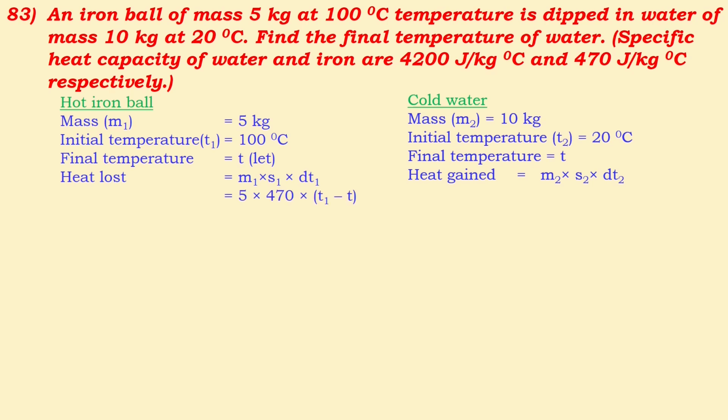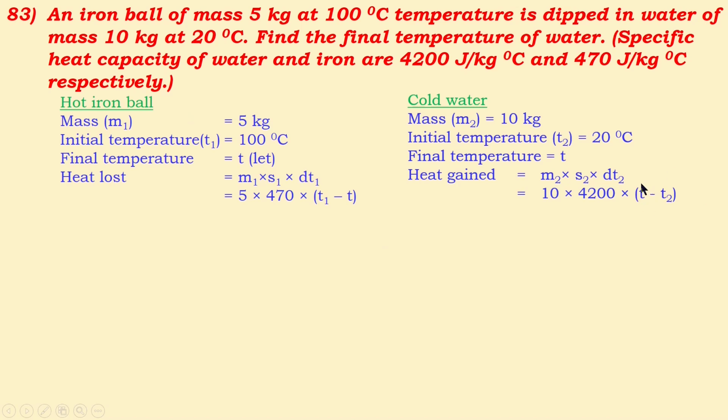Okay, now I am writing the values. M1 is 5 kg, S1 is 470 joule per kg degree Celsius. DT1 means T1 minus T. Here also 10 into 4200 into T minus T2. The final temperature is T. If it is so, then the initial temperature of the hot iron ball is greater than this final temperature T. That's why T1 minus T is the difference of temperature in the case of the hot iron ball.